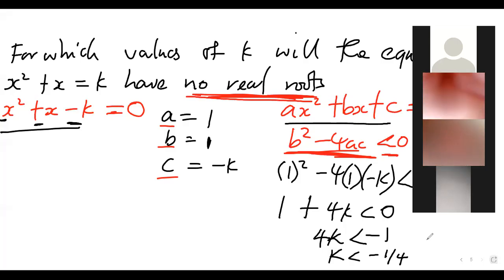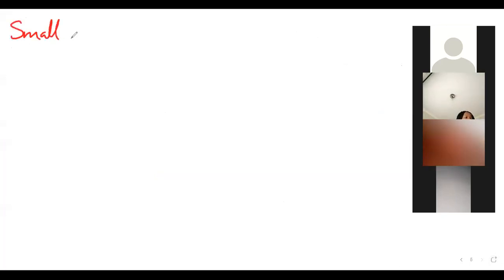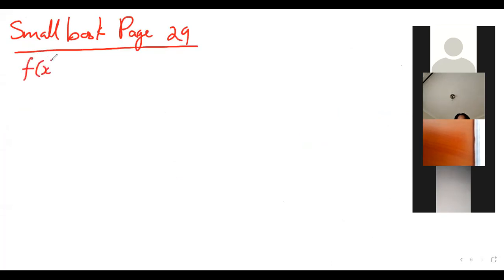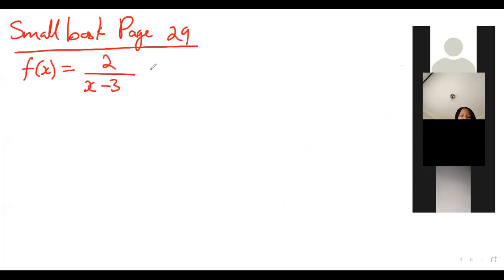Small book, page 29. Class exercise 1, where you're told to consider f of x is equal to 2 over x minus 3, plus 1.